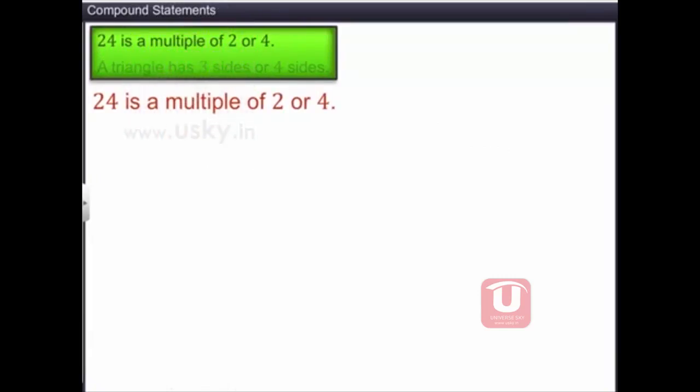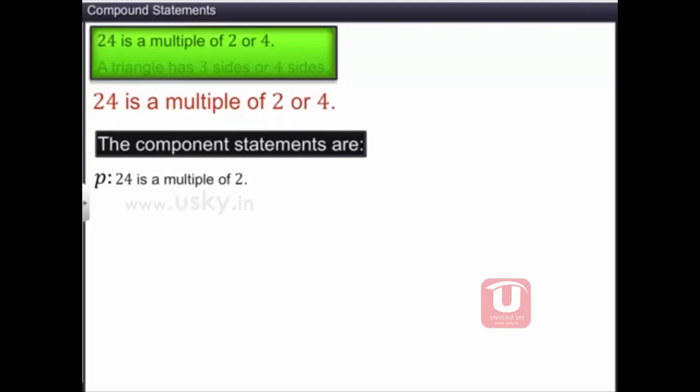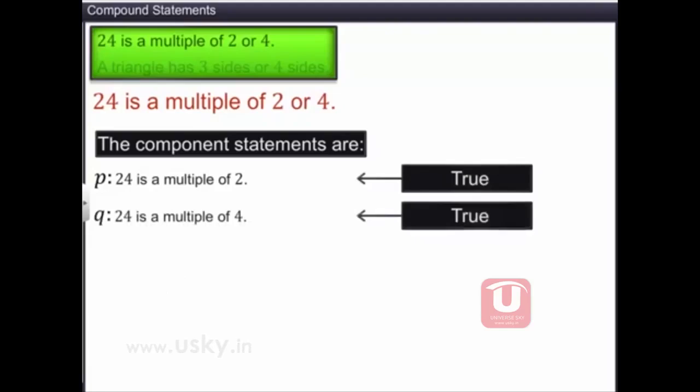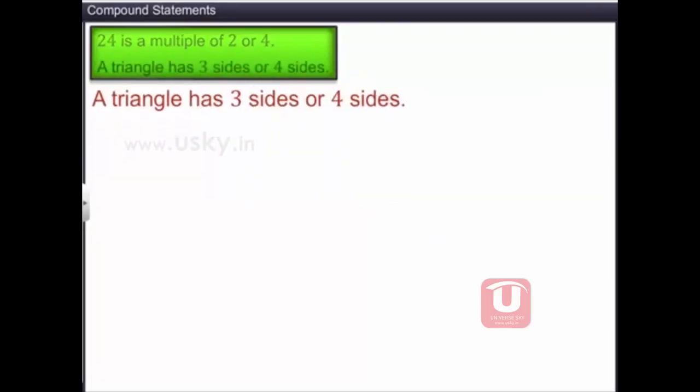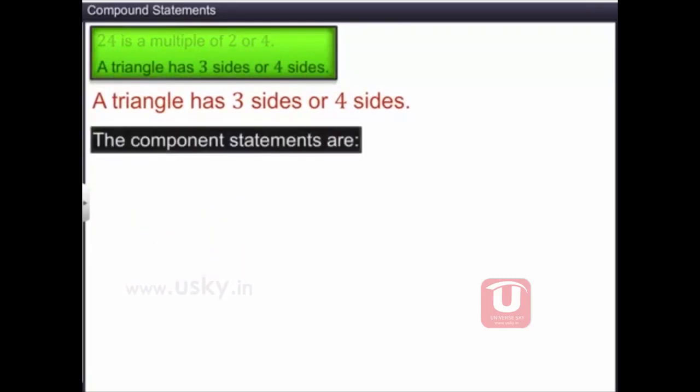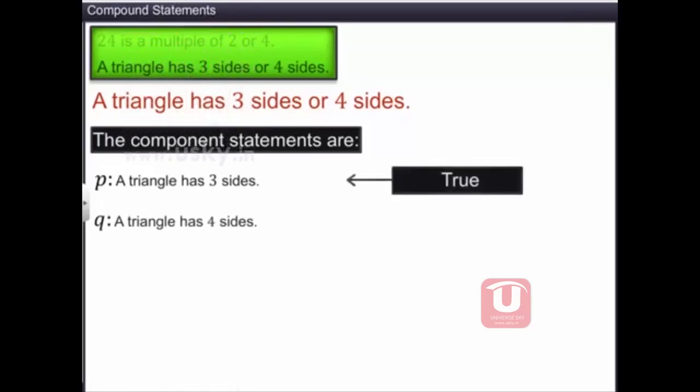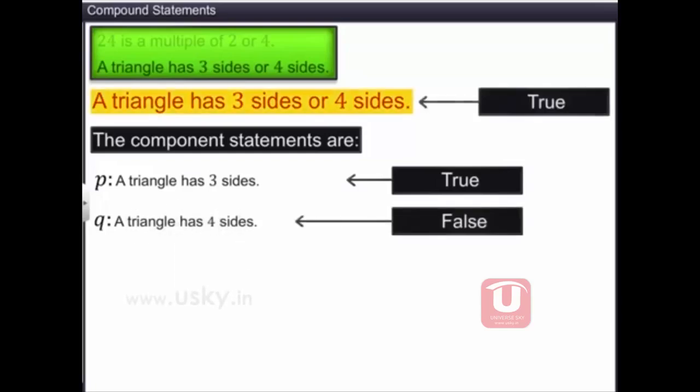First, break the compound statement into its component statements. Here both the component statements are true. Therefore, the compound statement is also true. Next, the component statements of the compound statement "a triangle has 3 sides or 4 sides" are: a triangle has 3 sides; a triangle has 4 sides. Statement P is true, while statement Q is false. Therefore, the compound statement is true.